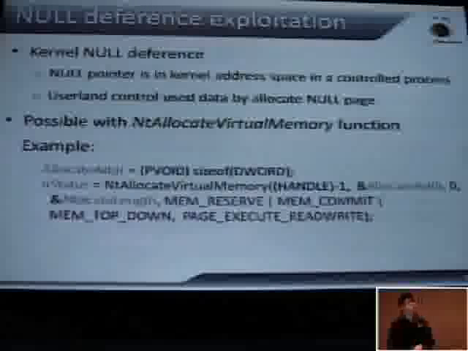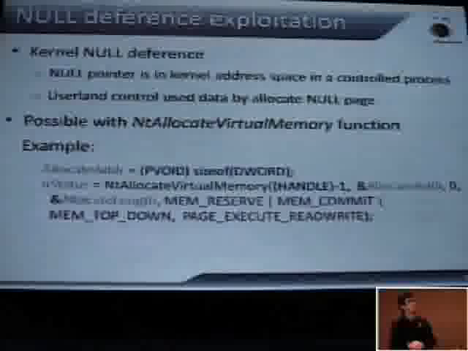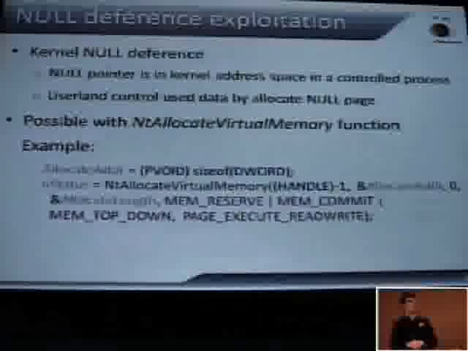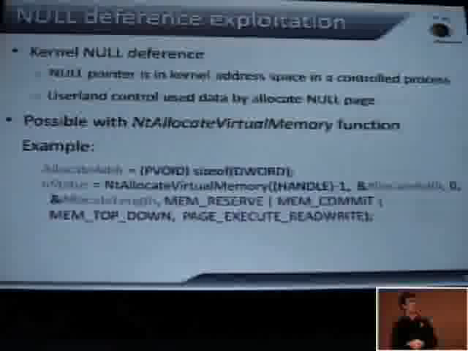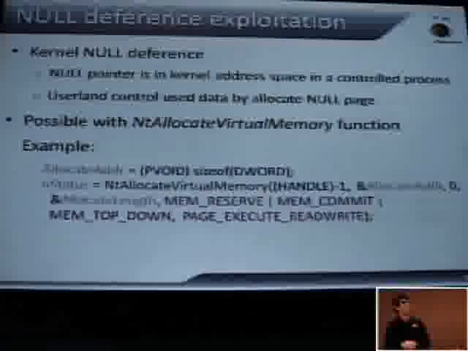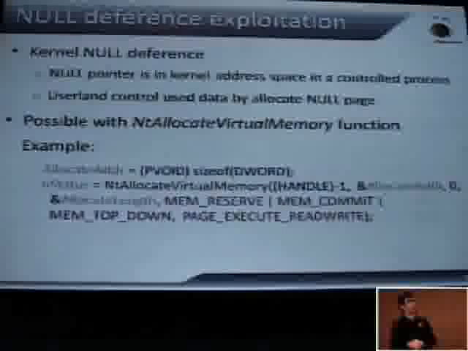In order to allocate the null page, you have to call the NtAllocateVirtualMemory function by specifying an address in the first page. It will allocate the null page. I think there is another way to do that, but basically everyone uses this way.